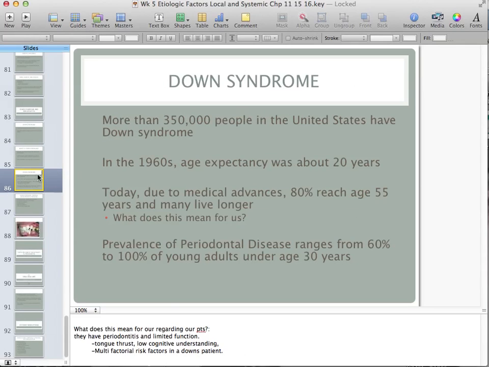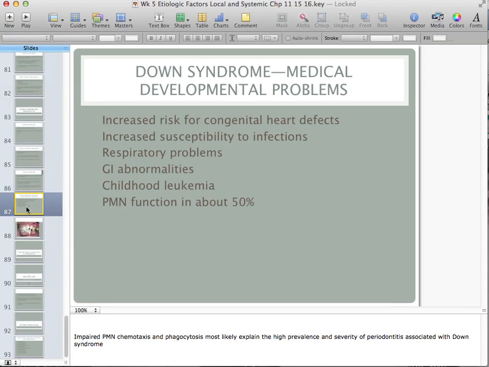Basically, people with Down syndrome live longer today than they did before, and they have periodontitis and limited function. So patients with Down syndrome will have more tongue thrust issues, low cognitive understanding, so that can affect their self-care at home, and this gives them a multifactorial risk as a patient with Down syndrome.